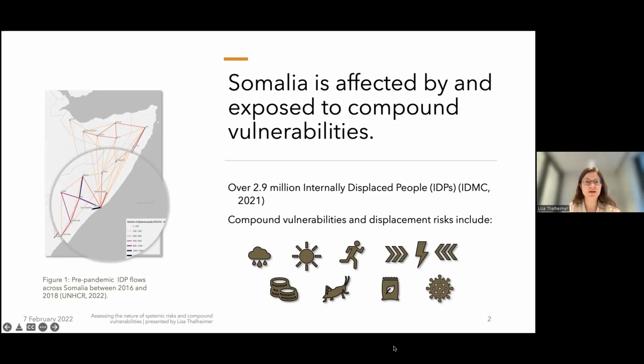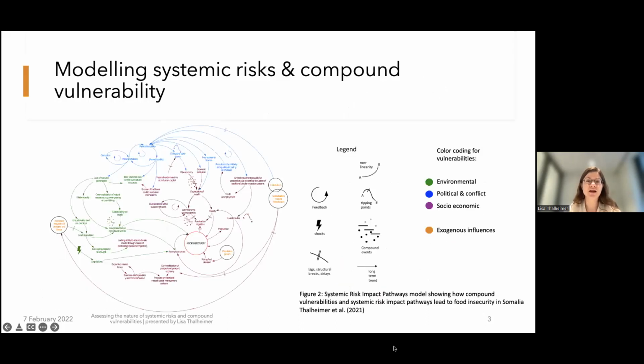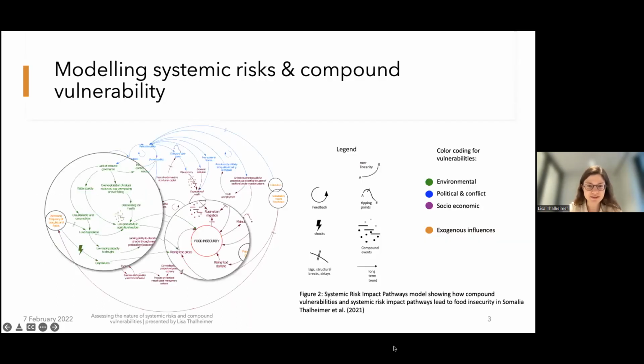And there's also the locust crisis going on and a lot of internal displacement. This is our motivation to better understand what's happening on the ground. How can we model that? And how can we come up with effective policy interventions in this case? So we're using a systemic risk impact pathway model, which looks a bit overwhelming at first, but in my session, I would really like to dive deeper into one spotlight on environmental vulnerabilities. I highlighted these, there you go, they're the big bubbles.